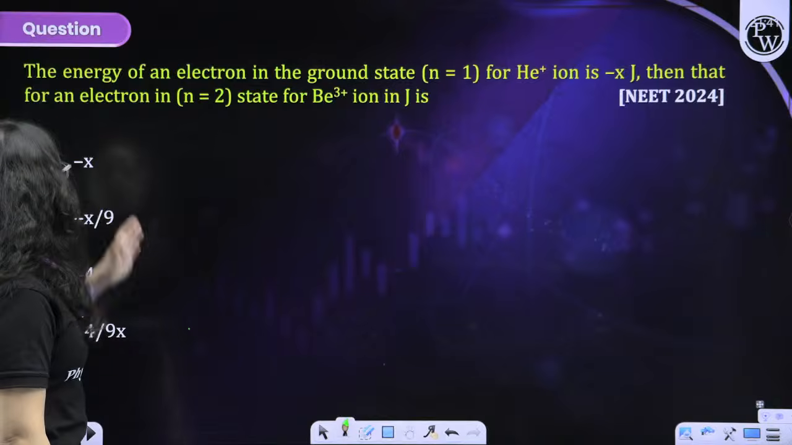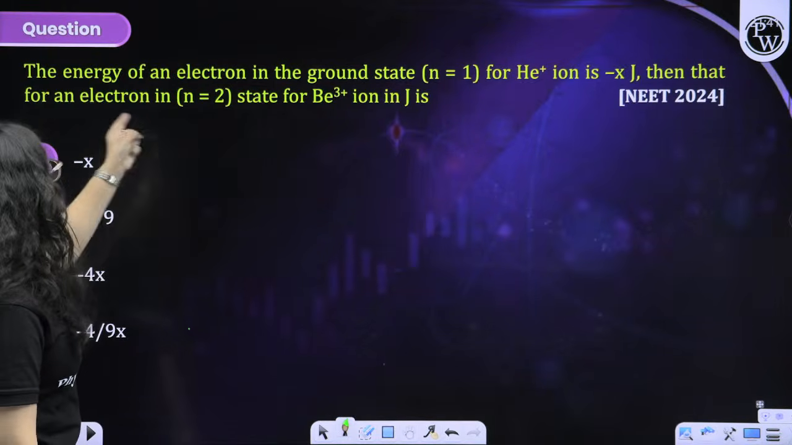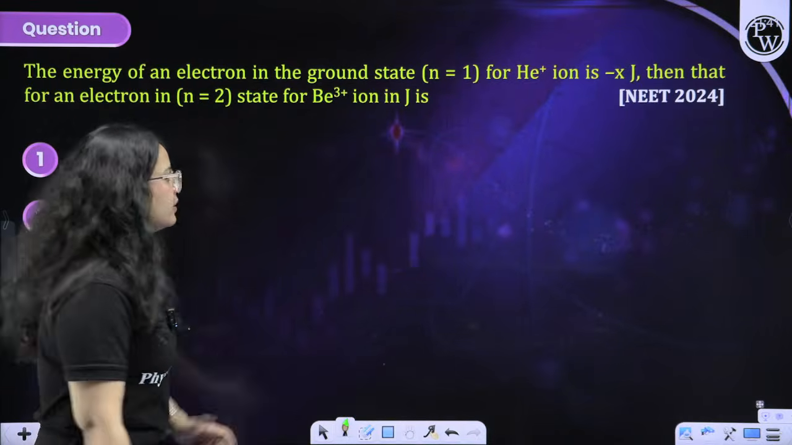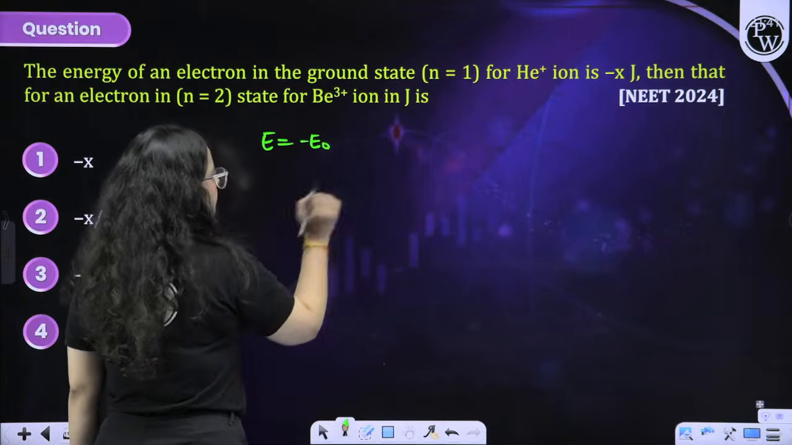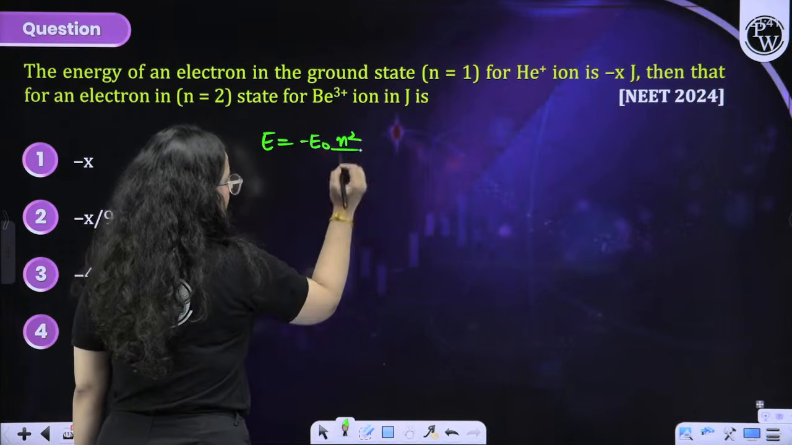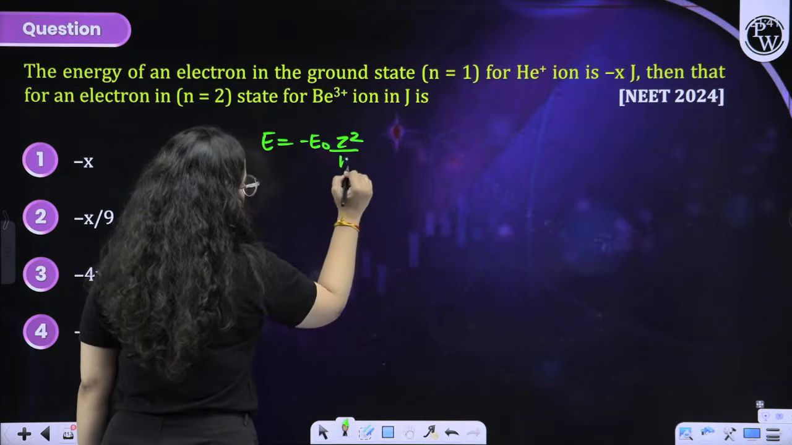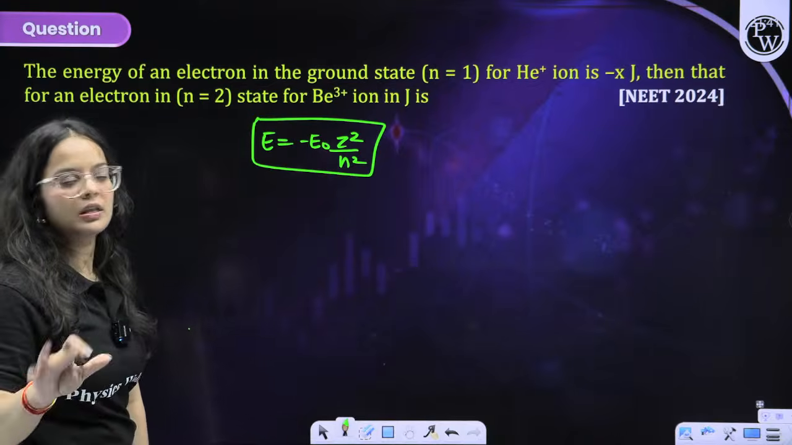Okay. Moving on to the question: the energy of electron in the ground state of helium is this much. Then that of electron in second state of beryllium. See how the equation is asked. So energy, you can simply write as E naught times Z square by n square. This is the formula that we usually use, irrespective of the unit. E naught is a constant.